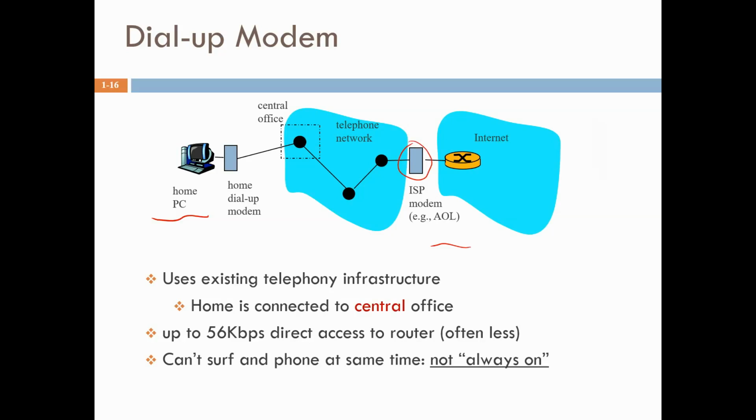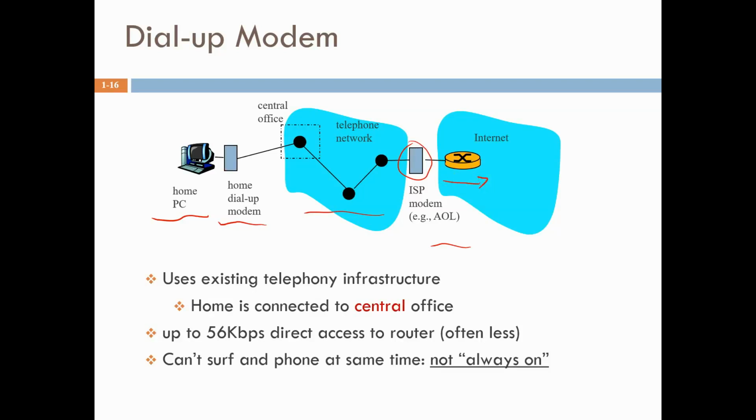Now, because the telephone network is inherently an analog network, while your home PC is obviously a digital device, you need something to convert between analog signals and digital signals. And this is called the modem. It's short for modulator, demodulator. It converts the digital signals from your PC to analog so that they are injected into the telephone network. And once they reach the internet service provider, there is another modem that converts the analog signals back to digital so they can be injected in the internet.